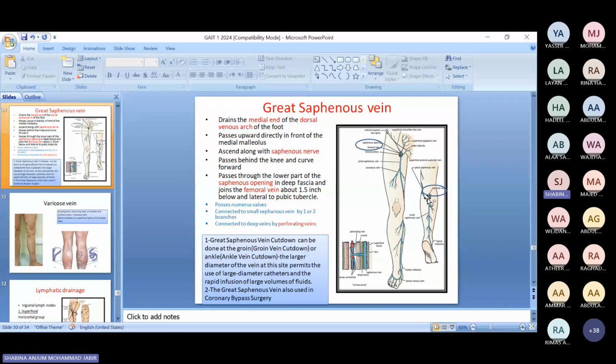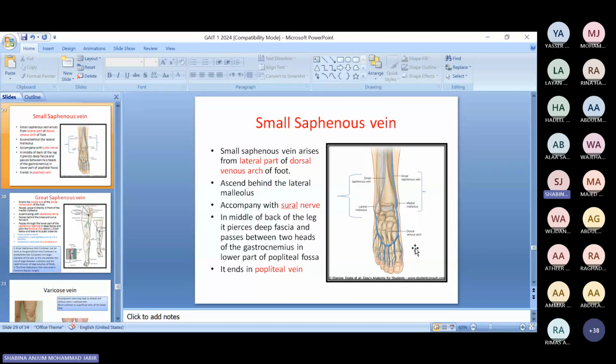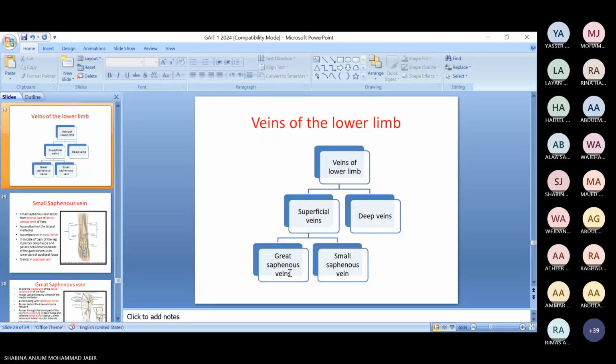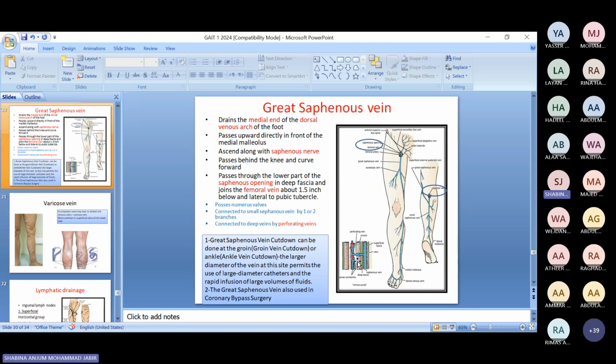Then what will it do finally? Finally, it will pass between the two heads of the muscle, which is called gastrocnemius, and it will end into the popliteal vein. Here you can see this is the popliteal vein. Okay, so our small saphenous vein is not going too much till the thigh. It will just finish in the popliteal fossa by draining into the popliteal vein.